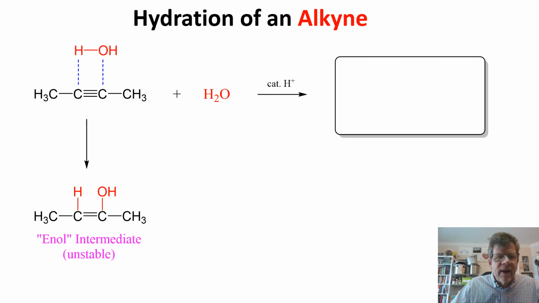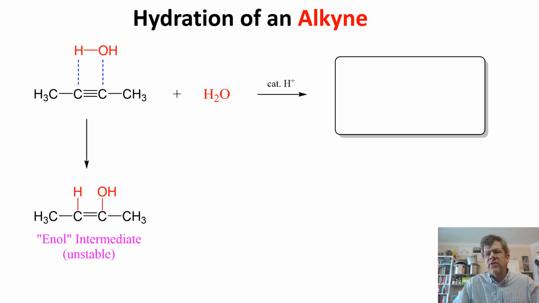And if we think about it, it's sort of a contraction of the fact that in this intermediate, we have an alkene and we have an alcohol. So this general structure is known as an enol structure. Suffice to say that this is an unstable species.